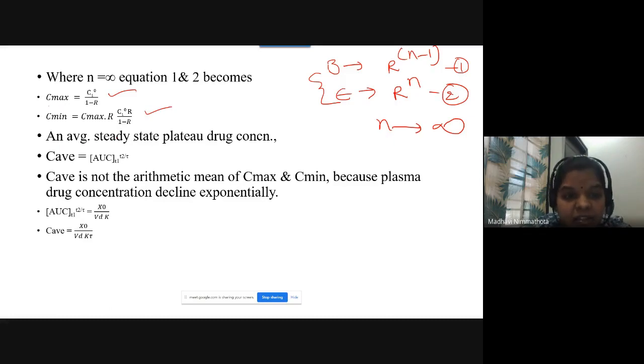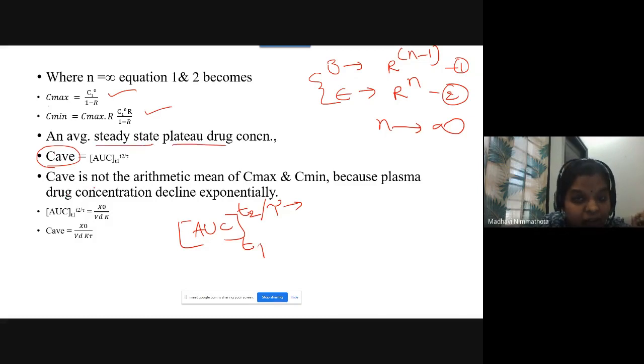At the average steady state plateau, the drug concentration will be C average, which is equal to AUC from T1 to T2 divided by tau. Here we are considering the dosing interval, T2 minus T1. T1 is the first dose time, and then AUC. This will give you the C average, the plasma drug concentration average at the steady state plateau.